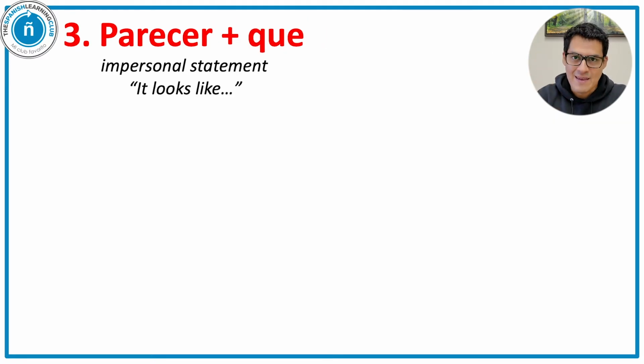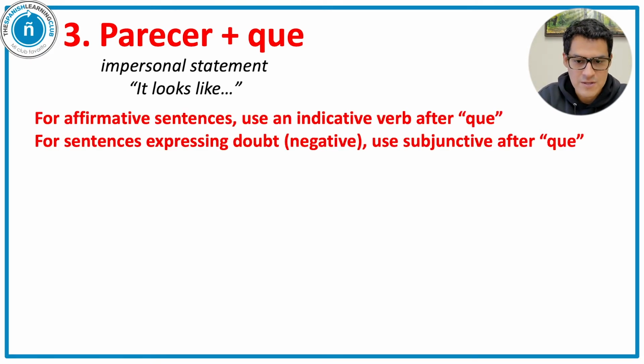Parecer plus que. Parecer que is an impersonal phrase used to express a thought. In English, this would be like starting a sentence with "it seems like." Impersonal phrases trigger the subjunctive unless they are expressing certainty. Just like phrases creo que and pienso que, the verb that comes after parece que will be indicative.